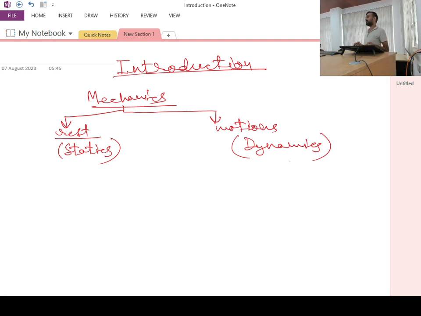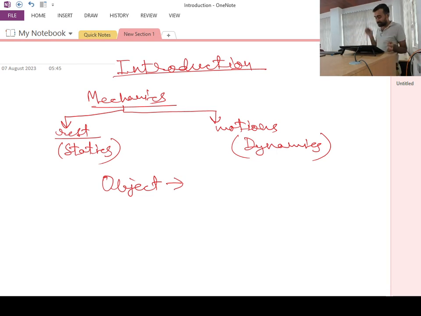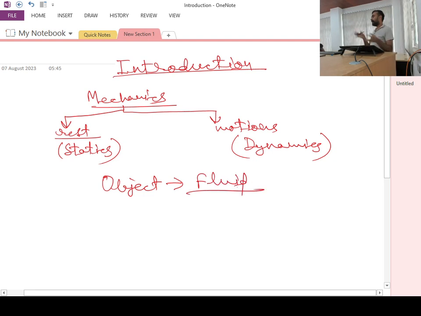Similar to this, if I make a statement that my object is not generic, like I am not saying that it's a solid or fluid, but I am specifically saying my object is a fluid, and I am analyzing a fluid element either at rest or in motion under the effect of forces, then I will be calling the study of this type nothing but fluid mechanics.